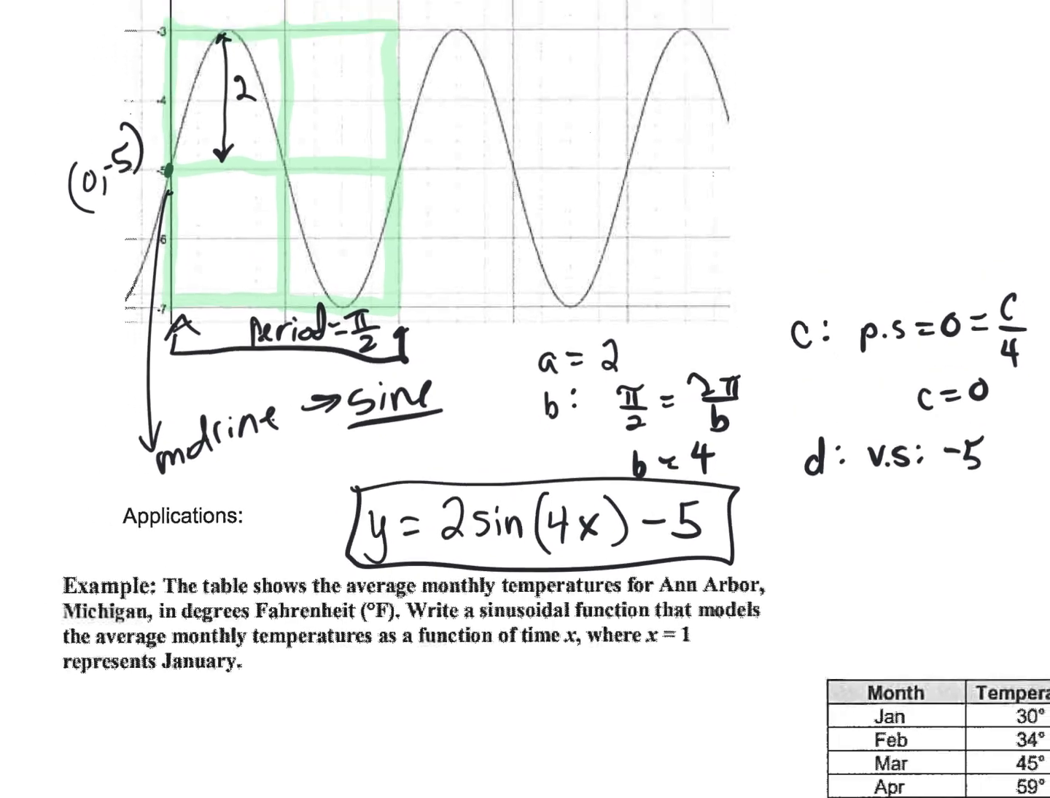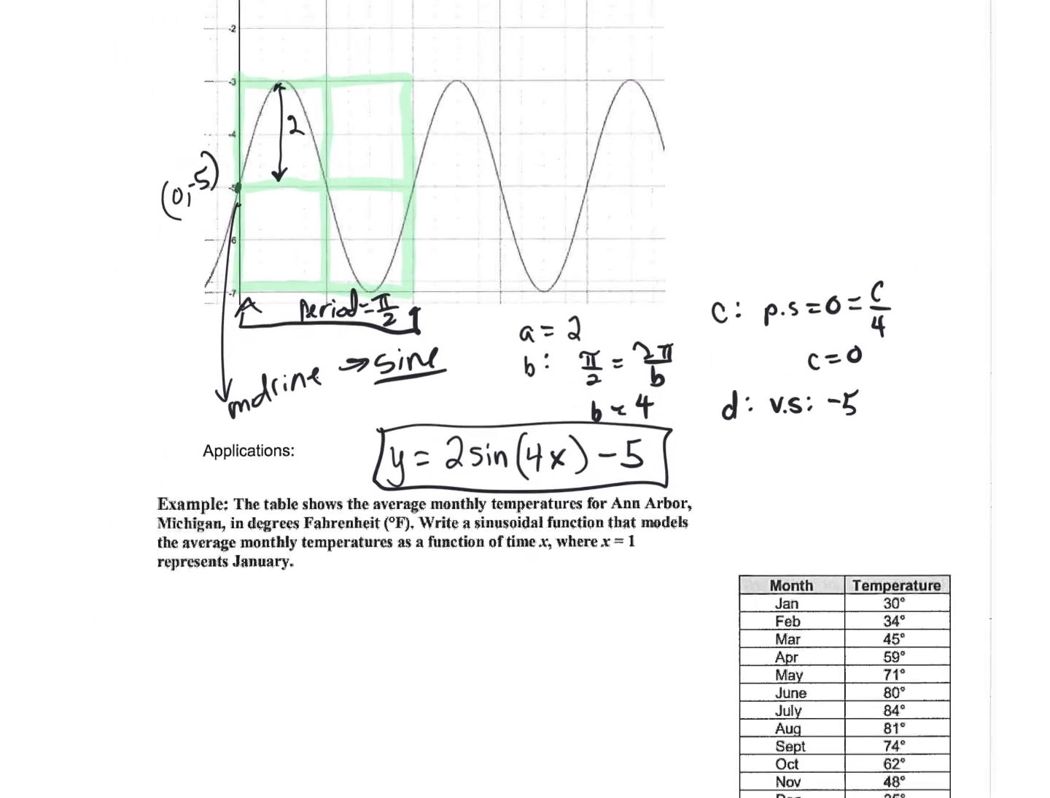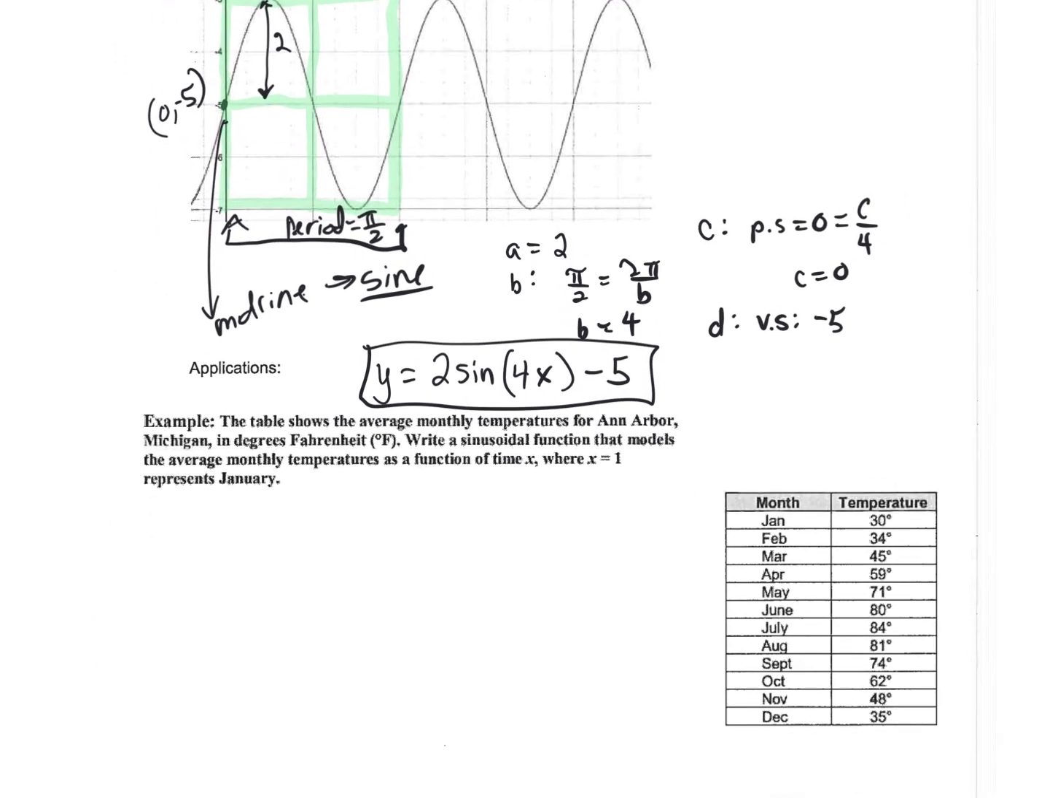Oh, wait a minute. I just made a big mistake on both of these. 180 is not pi over 2. 180 is pi. Guys, I'm so sorry. The period is pi. So that makes this just pi, which makes this 2. I'll go back and fix the other one here.